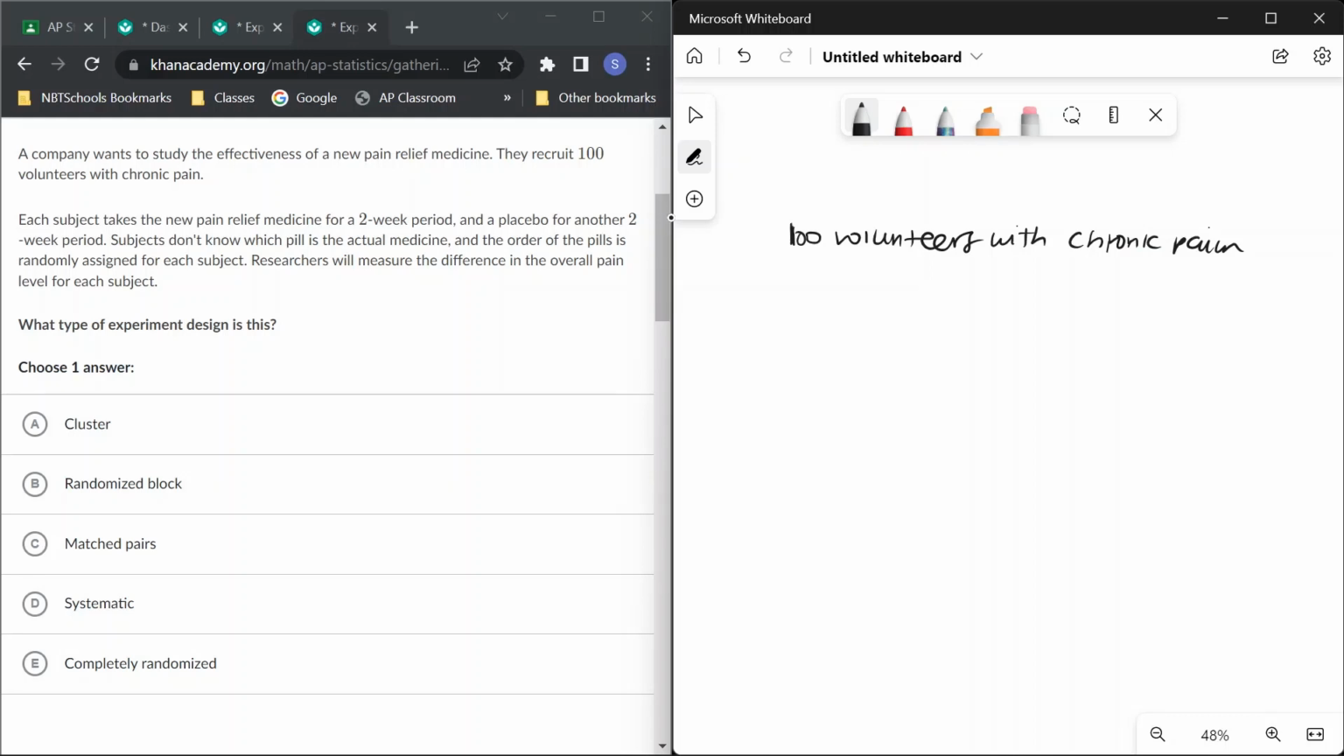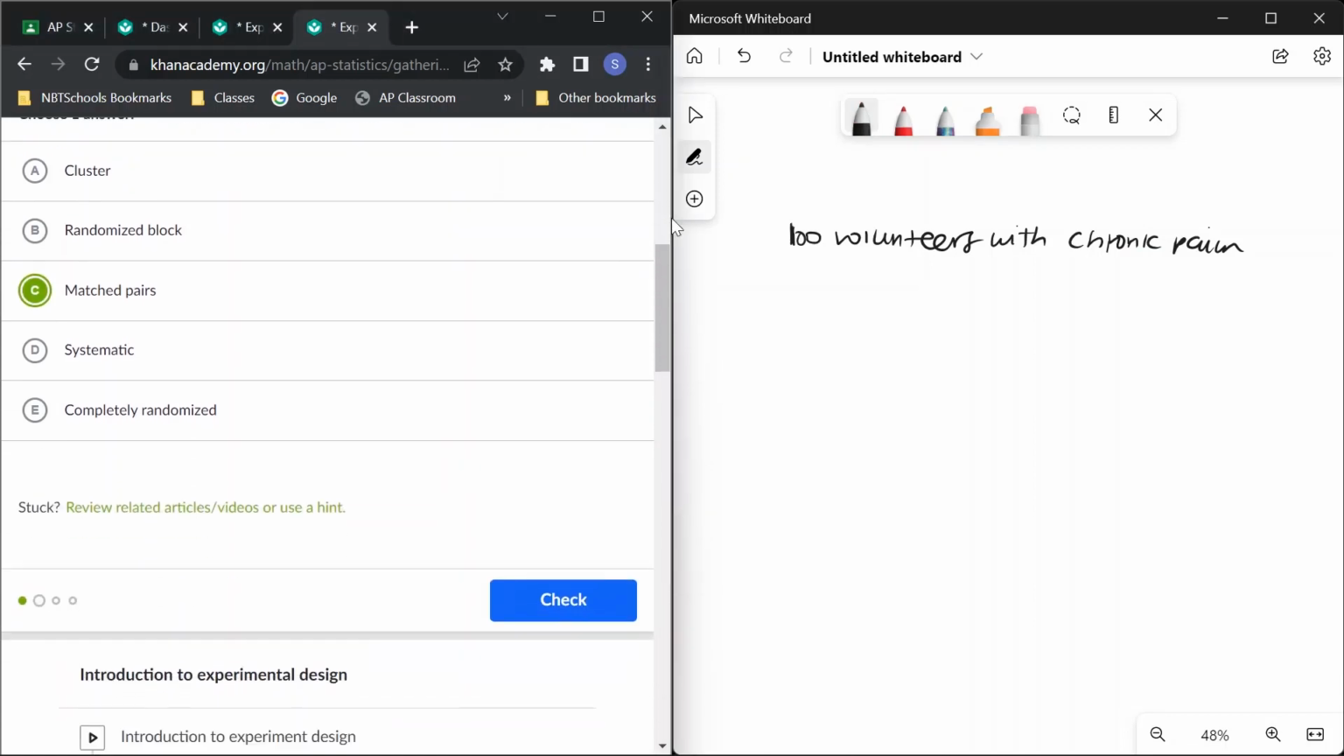Each subject takes the new pain relief medicine for a 2-week period. So you have your 100 volunteers, and they're each given a pill for pain relief for 2 weeks and a placebo for another 2 weeks. Does this even make sense? They're not being randomly assigned. And the order of the pills is randomly assigned for each subject? Okay, it's definitely matched pairs because it's so confusing to write.